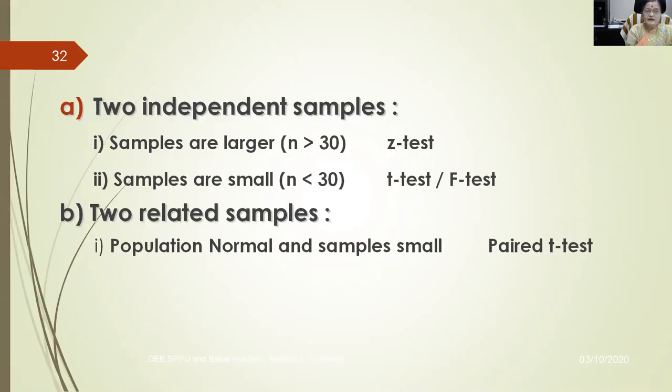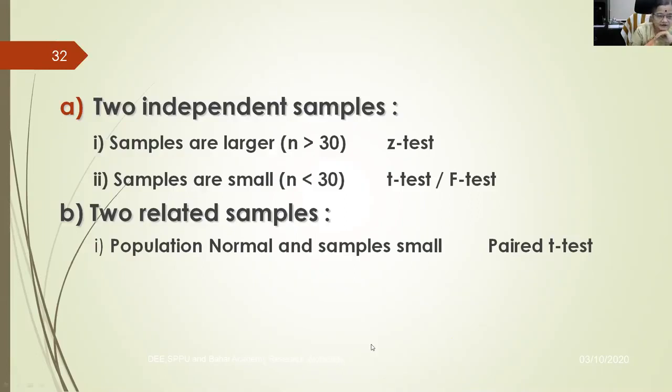Two related samples, population normal and sample is small, then paired t-test can be used. Friends, many of us have already studied how to compute t-test and how to compare calculated t with table t value, and then we declare that the null hypothesis is rejected and alternative research hypothesis is accepted.